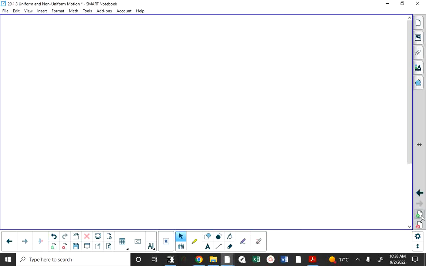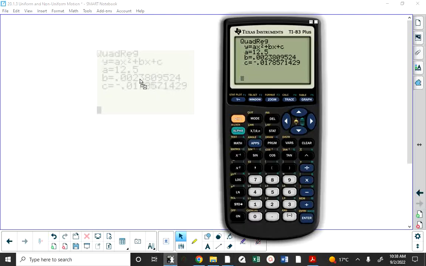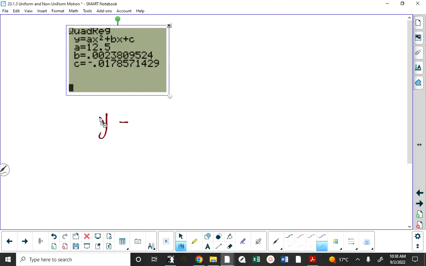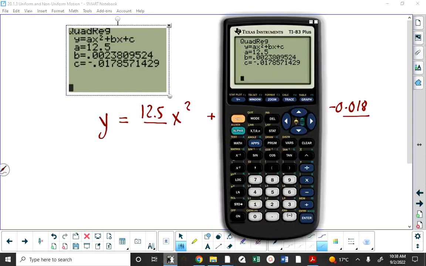Let's talk about this just for a second. This is saying y equals ax squared plus bx plus c, and it's telling you a is 12.5, b is 0.002, c is negative 0.018. So what I want to do is go into y equals and enter that equation.